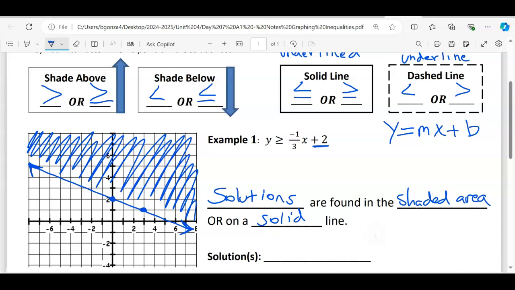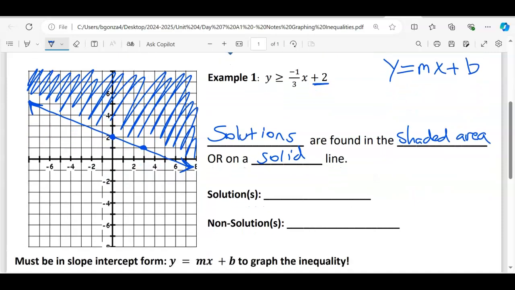Cool. Now here's the question. What's the solution? In the past, for an equation, the solution is where it touches x. Okay, but not anymore. For inequalities, it's a little bit different. The solutions are in two places, either the shaded area or on a solid line. Okay, so let's pick a point on a solid line. This line is solid, so I could pick literally this point right here. What is that? 3, 1? 3, 1 is on the solid line. That's a solution.